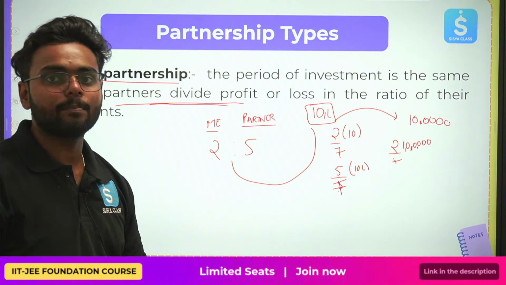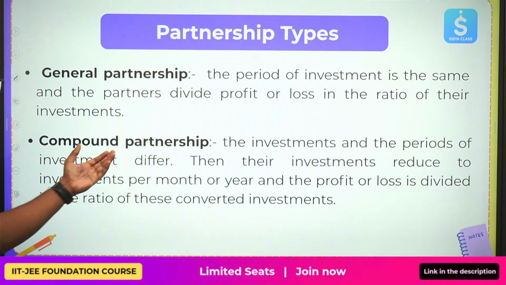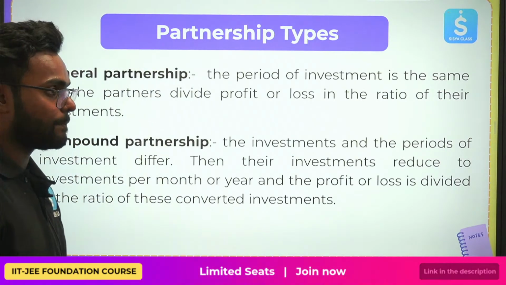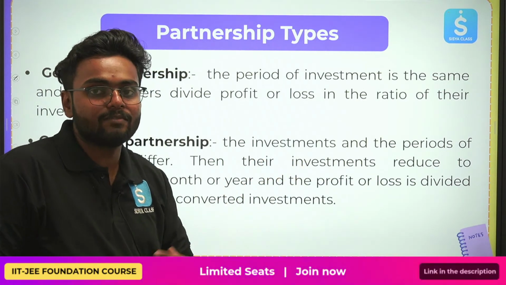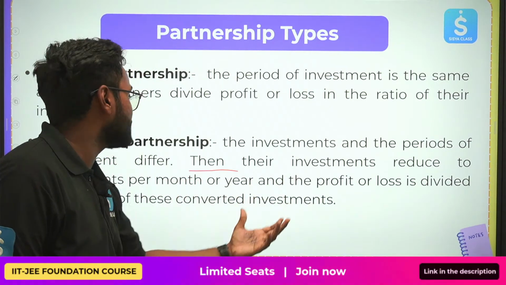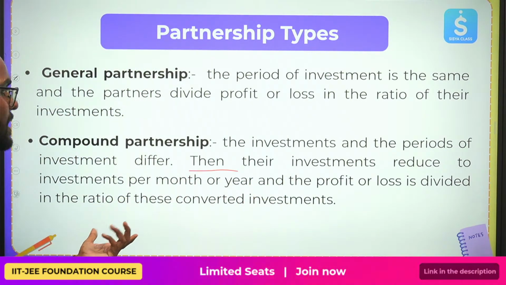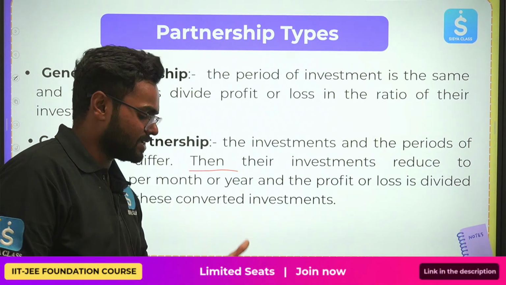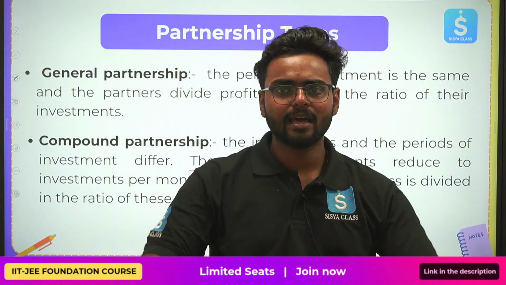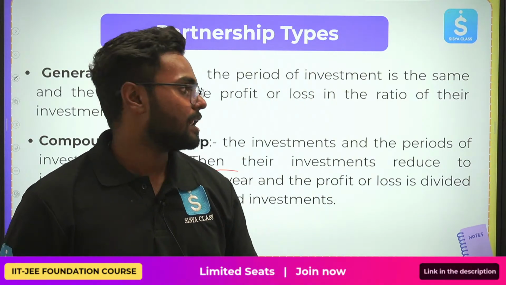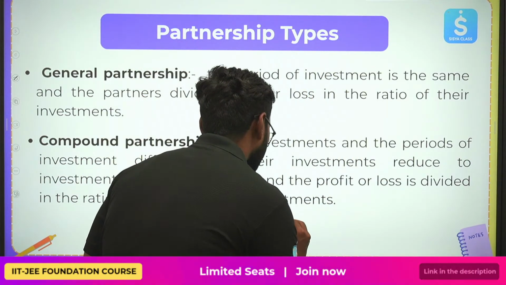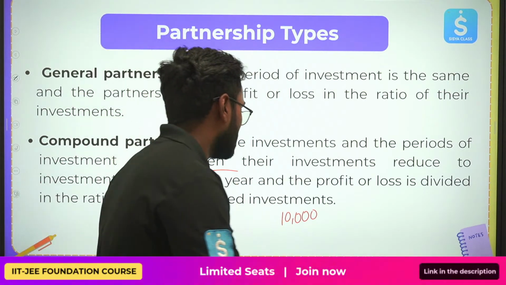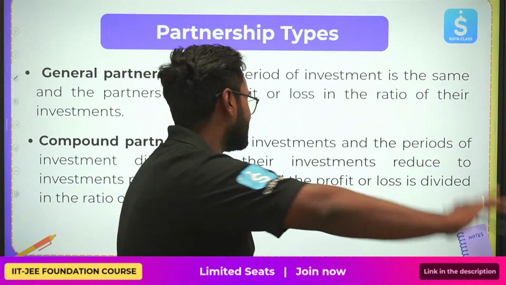Now we have the second type of partnership, which is compound partnership. The investments and the periods of investment differ in this case. Then their investment is reduced to investment per month or investment per year, and the profit or loss is divided in the ratio of these converted investments. So basically in this case, they are investing at different times. Let us assume I have invested 10,000 in this month. Now we have another person investing 7,000 rupees.